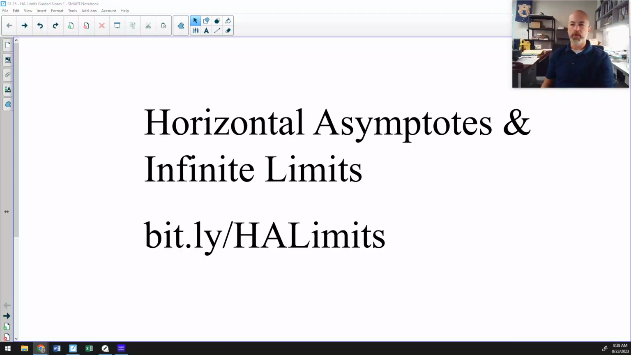Hello, let's look at horizontal asymptotes today in AP Calculus, or just any calculus, I guess. And we're going to look at asymptotes from the perspective of limits as x goes to infinity. I will use a sheet on this, and it'll be like a fill-in-the-blanks guided notes sheet.